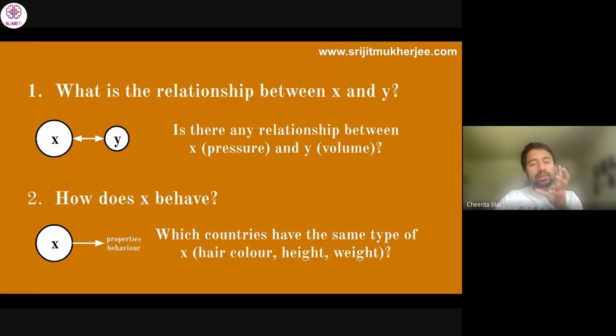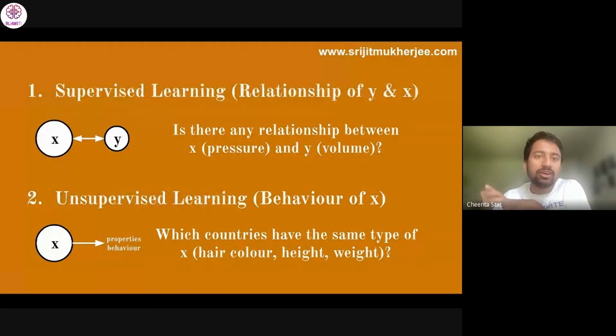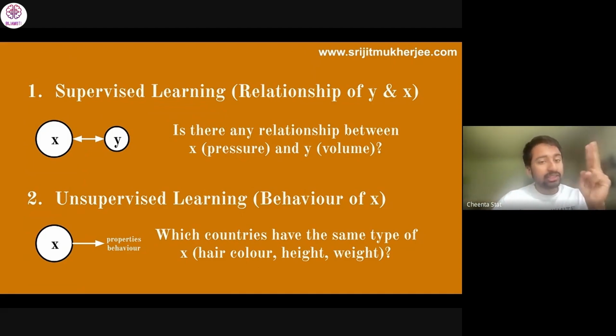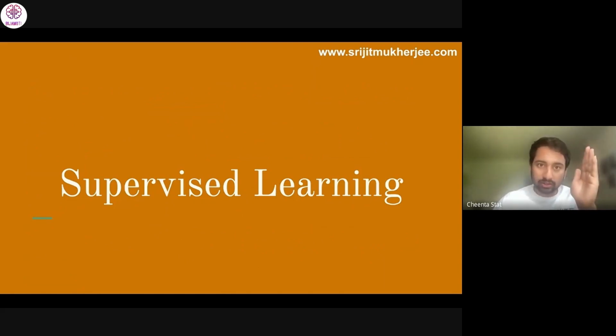Now, this whole business of the relationship between X and Y is known in the machine learning and data science community as supervised learning, which is focused on understanding and modeling the relationship between two or more variables. Unsupervised learning, on the other hand, is focused on finding the behavior of X. That is what is called unsupervised learning. So two questions: one is supervised learning, one is unsupervised learning.